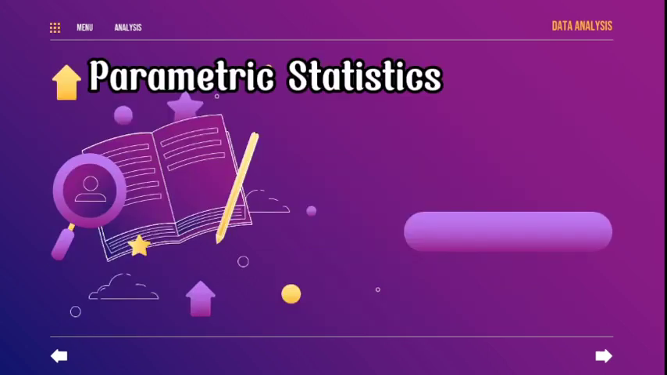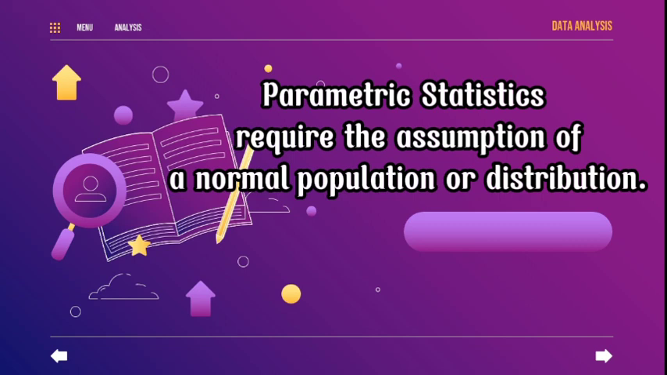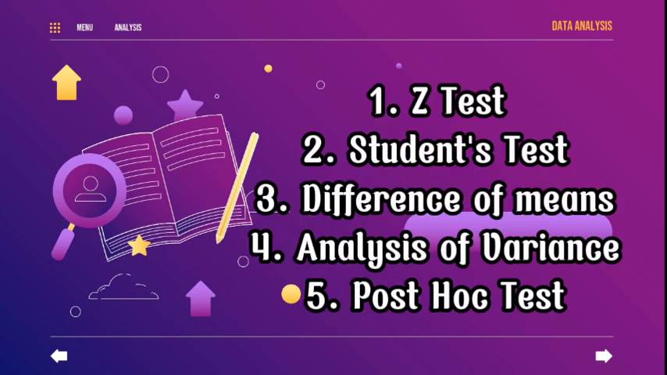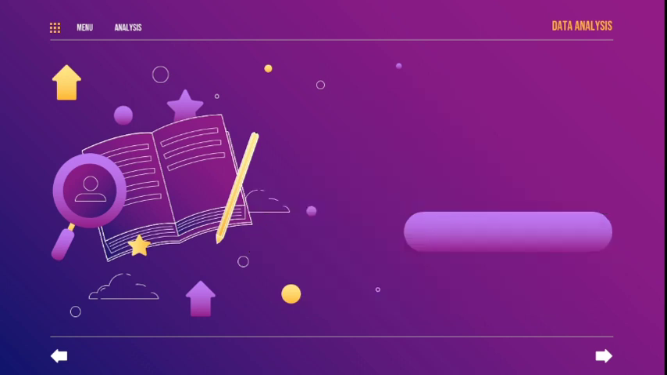Parametric statistics. Parametric statistics require the assumption of a normal population or distribution. Some examples of frequently used parametric tests include the following. 1. Z-test. 2. Student's t-test. 3. Difference of means. 4. Analysis of variance. 5. Post hoc test.